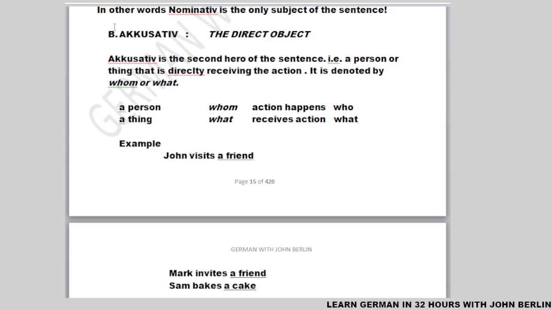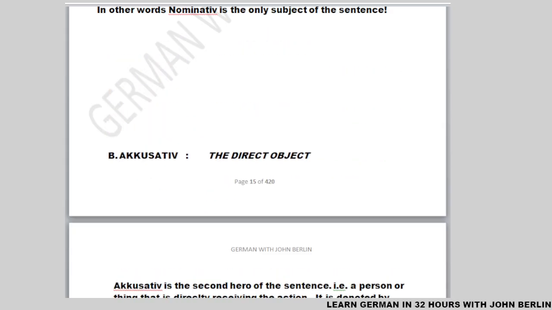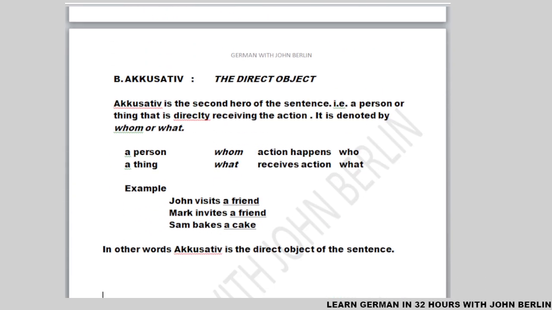Let's take it to a new page. All right. And let's look at the accusative case. It basically means the direct object. And we have learned the questions are whom and what. A person whom action happens to, or a thing what receives action.